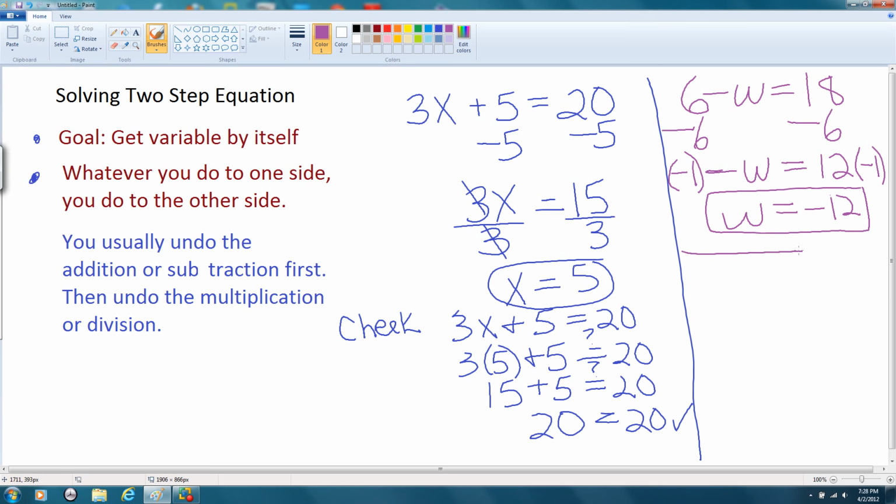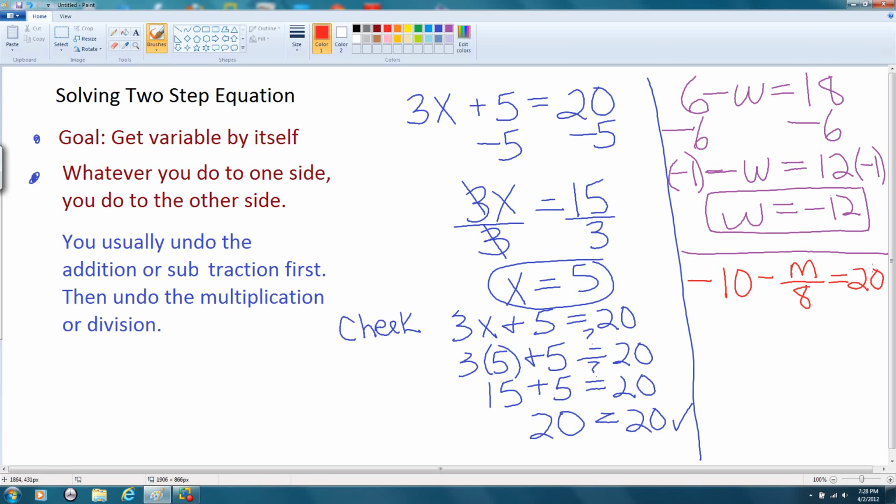Here, I have room for another one that I'll do. Let's pick a different color. I'll pick red here. So the next one is going to involve a little division. So let's say I have -10 minus m over 8, and that's equal to 20.